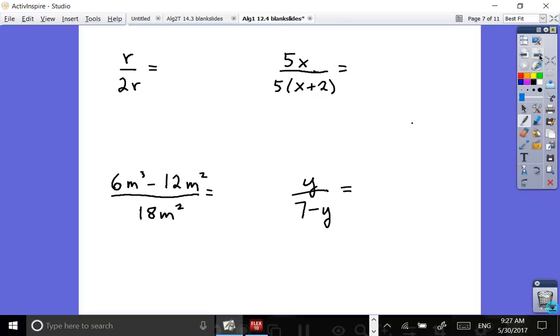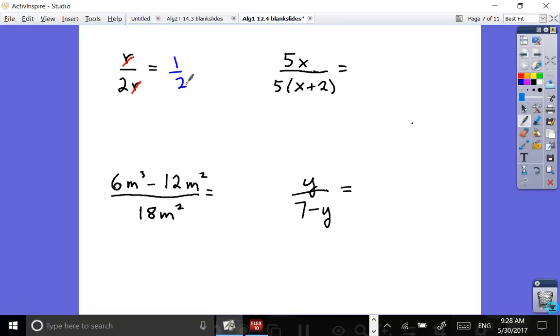So we can just go straight away to cancel the R. And so what does that leave? What is the value then when you've taken away the R? 1/2, right? The 2 in the denominator stays in the denominator. Okay, how about the one on the top right?